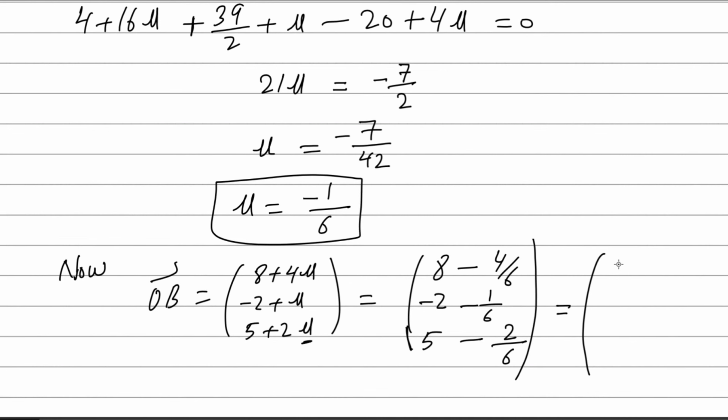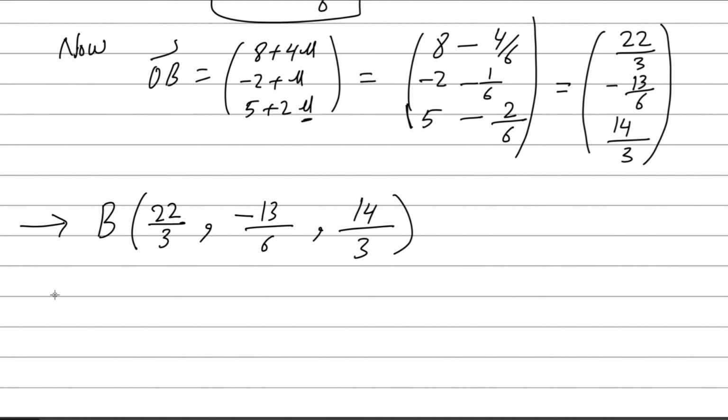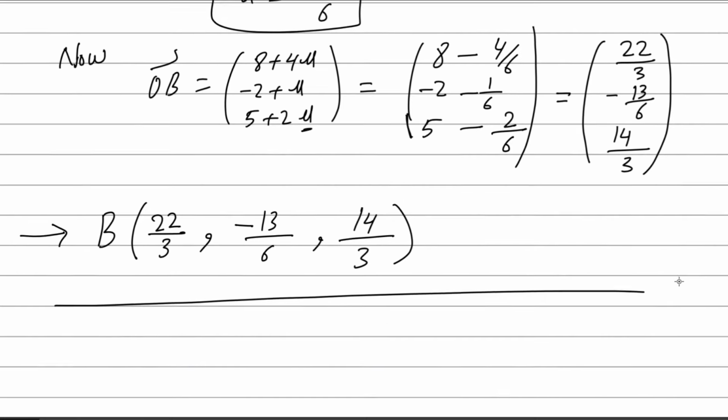So it will be 22 over 3, and the second one will be negative 13 over 6, and the third one will be 14 over 3. So this is the position vector for B. Therefore the coordinates of B should be written in the other form like this: 22 over 3, negative 13 over 6 and 14 over 3. So this is the answer for the last part, and question number 6 is done.